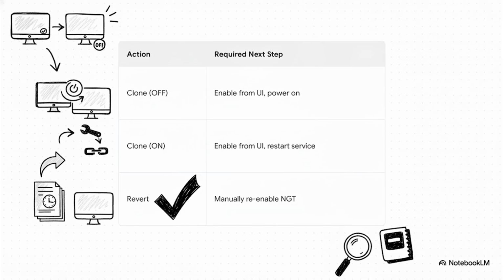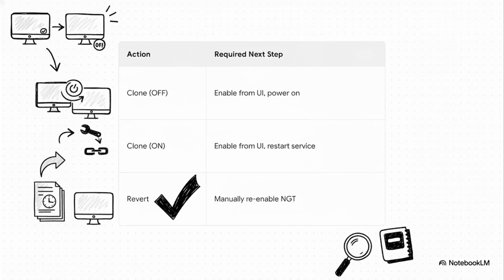Let's break it down. First, if you clone a VM and that clone is powered off, you must go into Prism, enable NGT from the UI, and then power it on. What if the clone is already powered on? Well, you still enable it in the UI, but then you must manually restart the Nutanix Guest Agent service from inside the Guest OS so it can reconnect.